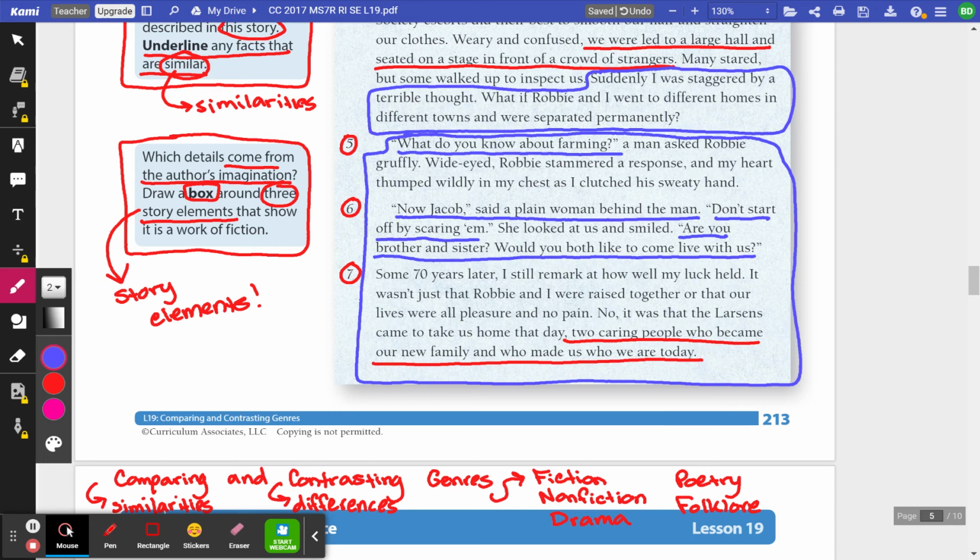So the last paragraph, paragraph 7, brings us up to speed on where our main character is in life right now, and it provides us with some resolution, which is a plot element. So we know that this is 70 years later, and the main character still remarks how well their luck has held. So they think that they've been pretty lucky. "It wasn't just that Robbie and I were raised together or that our lives were all pleasure and no pain." So they didn't have any worries, really. "It was that the Larsons came to take us home that day, two caring people who became our new family and who made us who we are today."